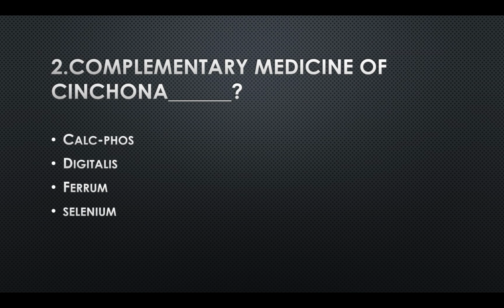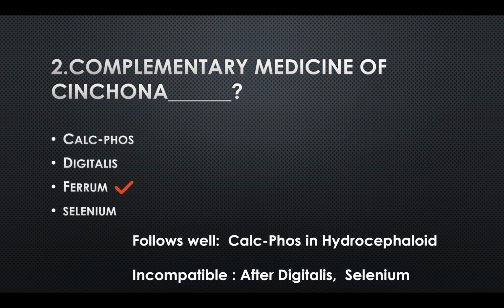Complementary medicine of cinchona: option A calcarea phos, option B digitalis, option C ferrum, option D selenium. Answer: option C ferrum. Relationship follows well. Calcarea phos in hydrocephaloid. Incompatible after digitalis and selenium.